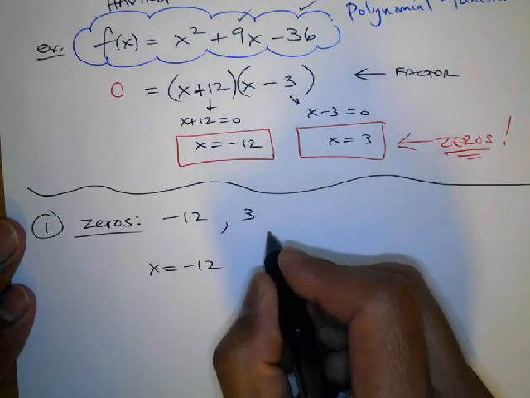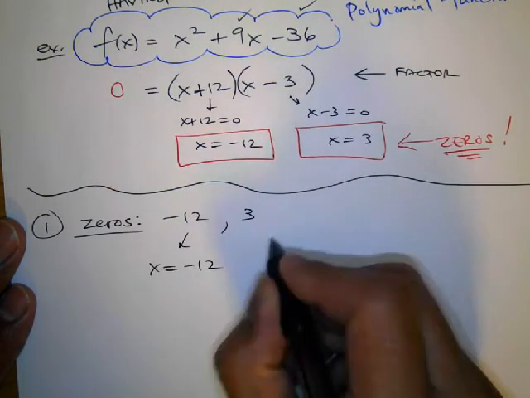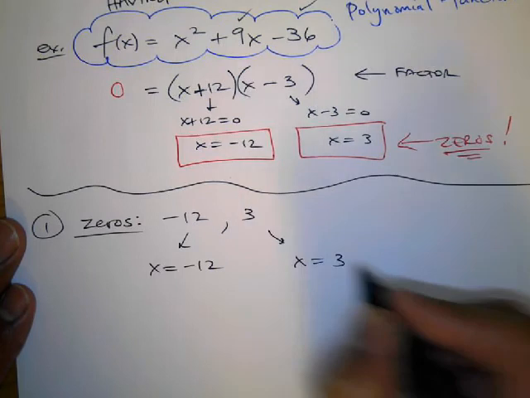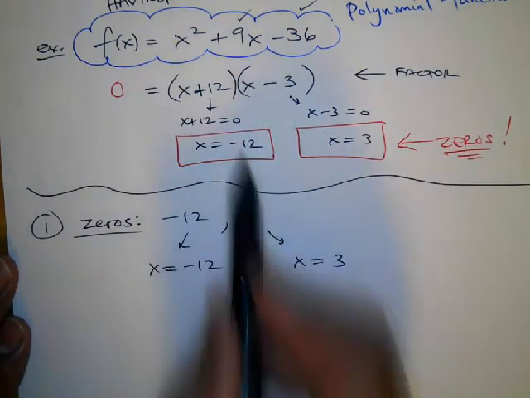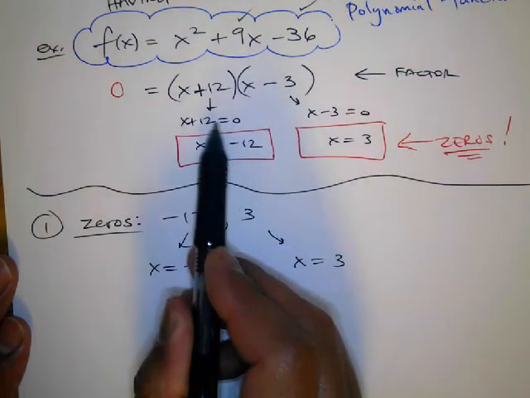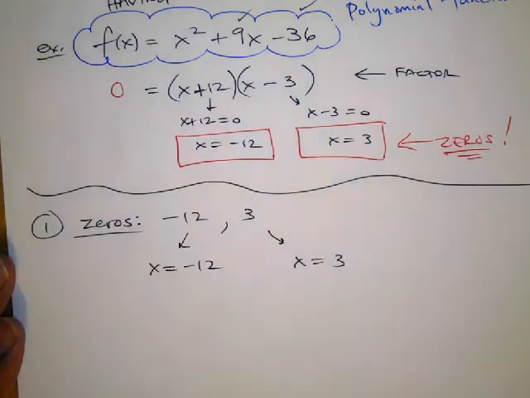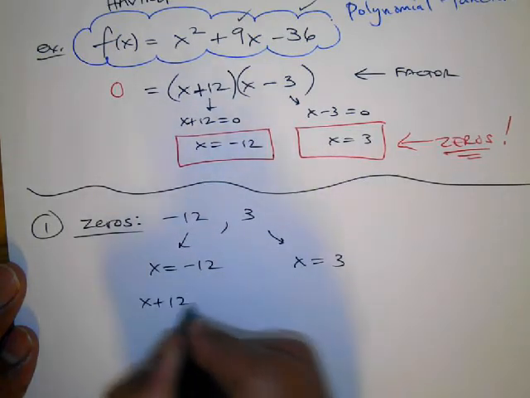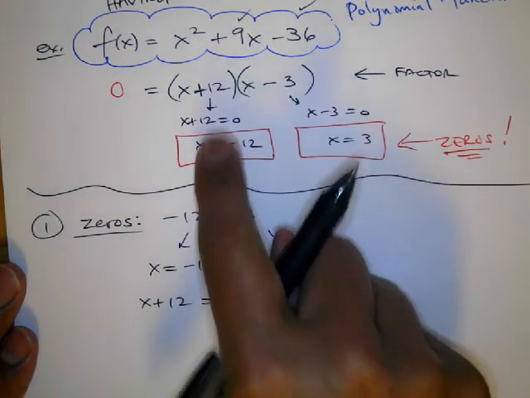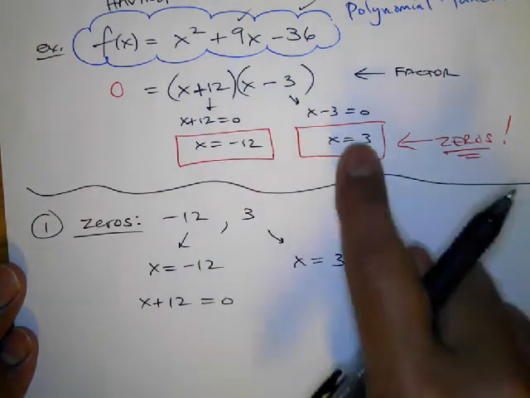Oh yeah, right there. And then for this one, it's what? x equals 3. Now these are the zeros, remember? But right before you got to this part, you wanted it to equal 0, so you moved it over, right? So this one's really what? You move this back. x plus 12 equals 0. See? You see it there?